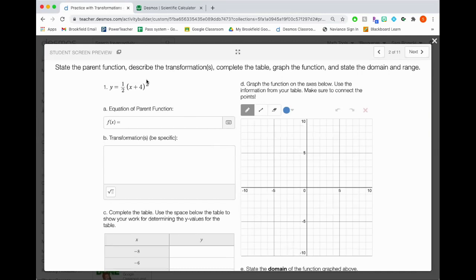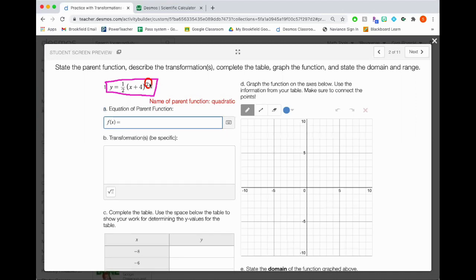So when I'm looking at this function here, y equals 1/2 quantity x plus 4 squared, the parent function is going to be quadratic because of this squared. So the name of the parent function is a quadratic. Sorry, I'm trying to figure out how I can move this. There we go. So the name of the function is a quadratic, but the equation of the quadratic parent function is just f of x equals x squared.